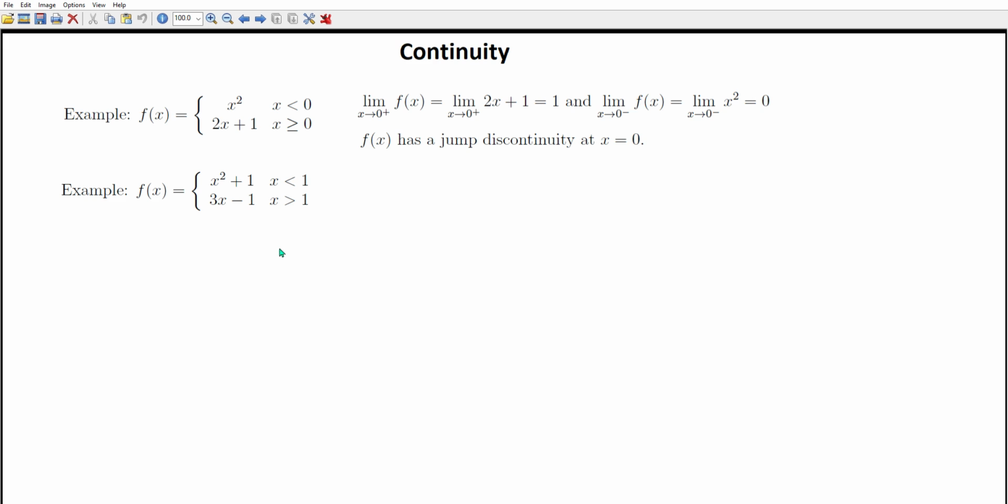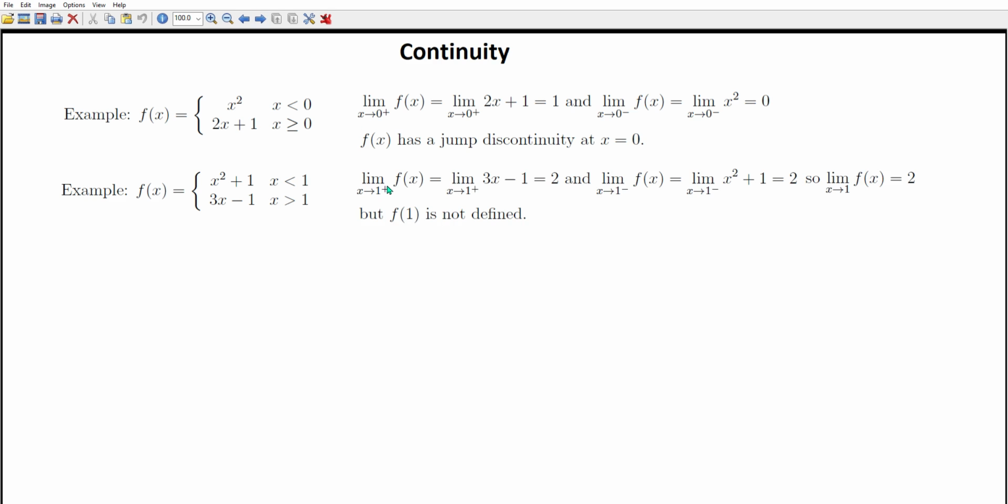Another example. Let's look at this function where f of x is x squared plus 1 when x is less than 1 and 3x minus 1 when x is bigger than 1. Again, we look at the limits. The limit as x goes to 1 plus of f of x is the limit as x goes to 1 plus of 3x minus 1. Polynomial, we get 2. The limit as x goes to 1 minus of f of x is x squared plus 1. Polynomial, 2. These two limits are equal.